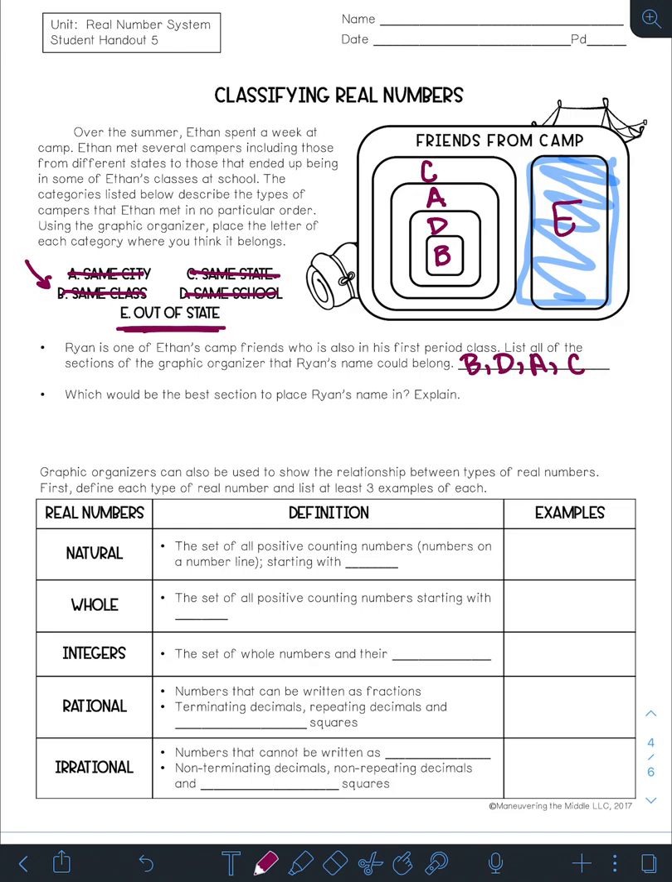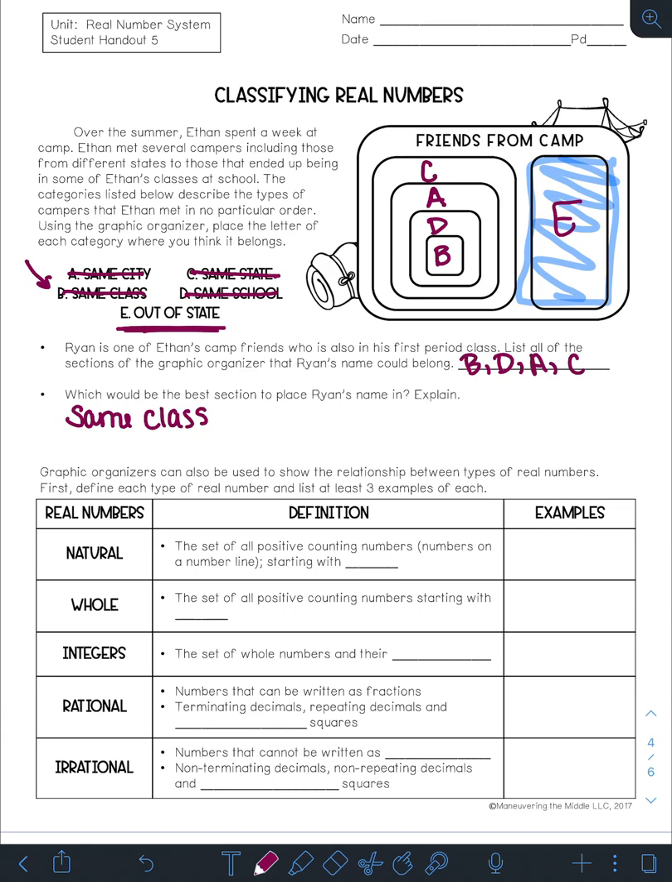It says, which would be the best section to place Ryan's name in? And it would probably be the same class. Now we can start thinking about that when it comes to numbers. In this set we have natural, whole, integers, rational, and irrational. So let's first define what each one of these are.